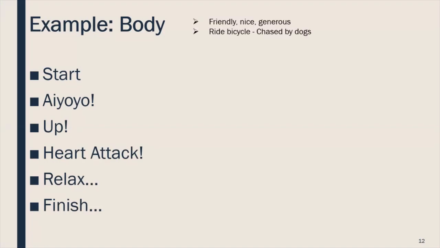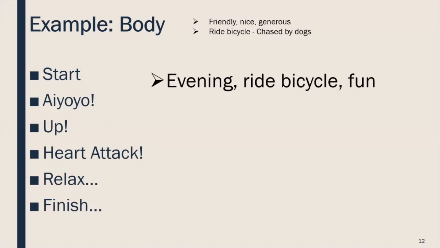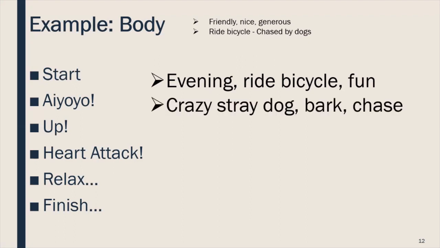So start is basically, okay, one evening, I was riding my bicycle and I was having a lot of fun. Start. This is the idea, but I'm riding a bicycle. Ayo yo! There's a crazy stray dog over there. The dog is barking at me, and when I'm cycling away, the dog starts to chase me. So I cycle faster, right? Fast away. So I'm cycling very fast now. And I'm talking about what's happening as I'm cycling fast.